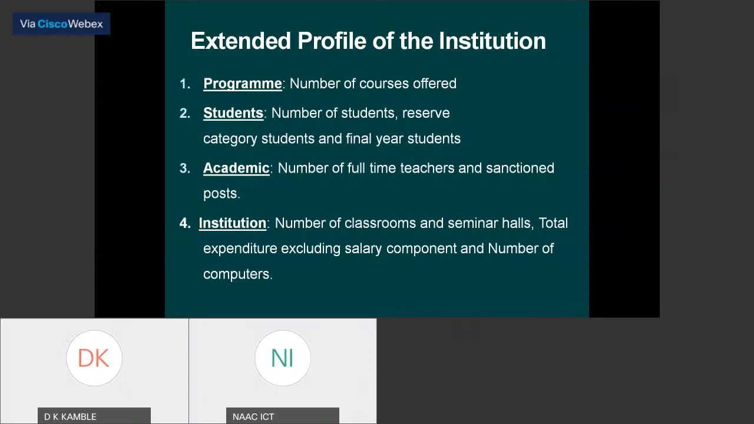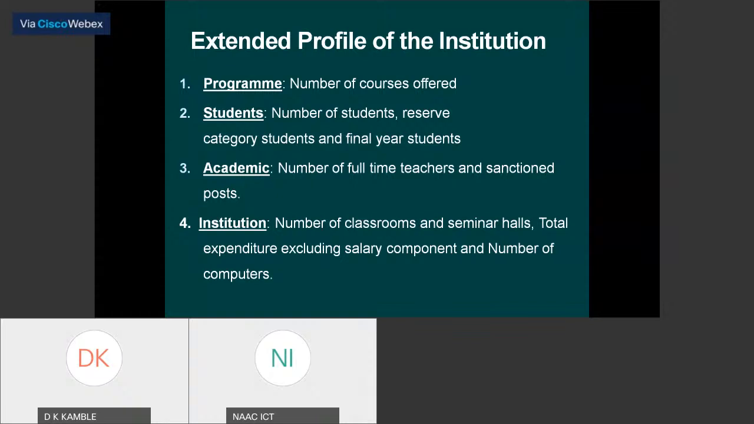So coming to the extended profile, filling in the information, first is programs. In that, two options are there. How many courses are offered in the institution? And how many programs are offered in the institution? That detail is required, meaning how many total courses there are in the institution and how many total programs there are in the institution. That total figure is also required in the extended profile.